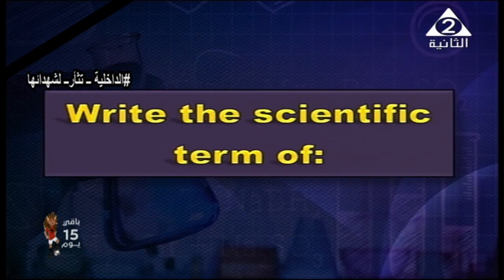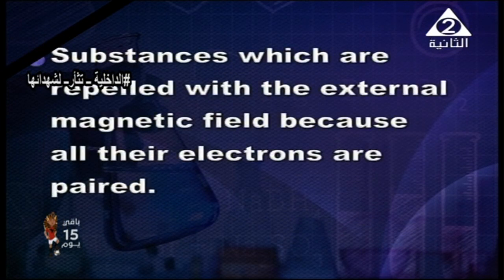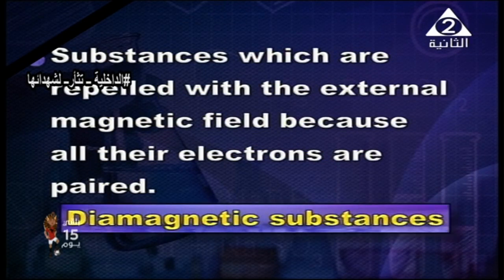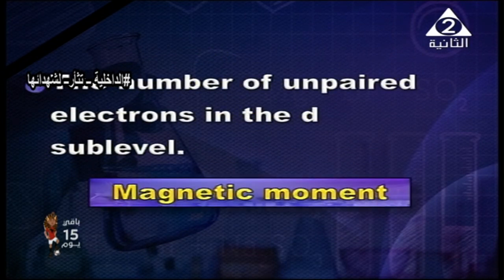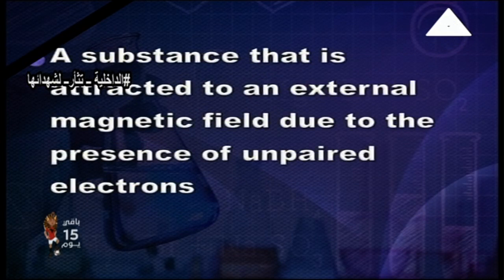The next type of questions, write the scientific term. Substances which are repelled by the external magnetic field because all electrons are paired, yes, the answer will be diamagnetic substance. Next point. The number of unpaired electrons in the d sublevel, if you think about it, yes, it will be a magnetic moment.